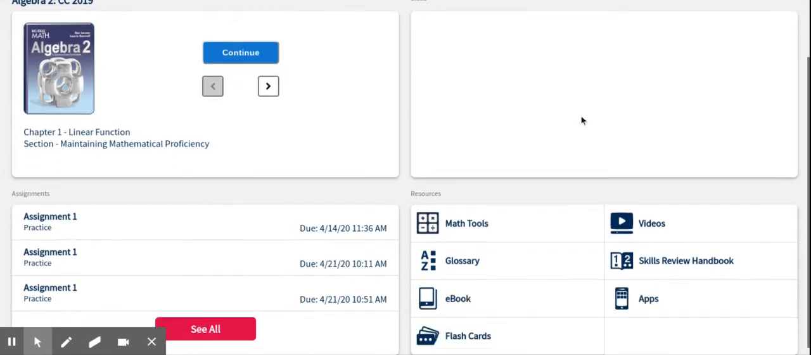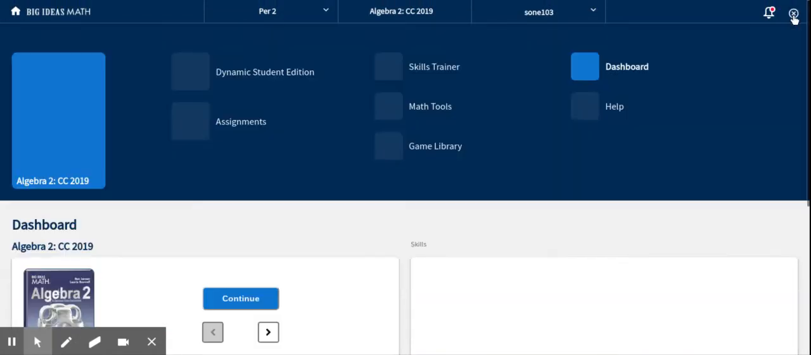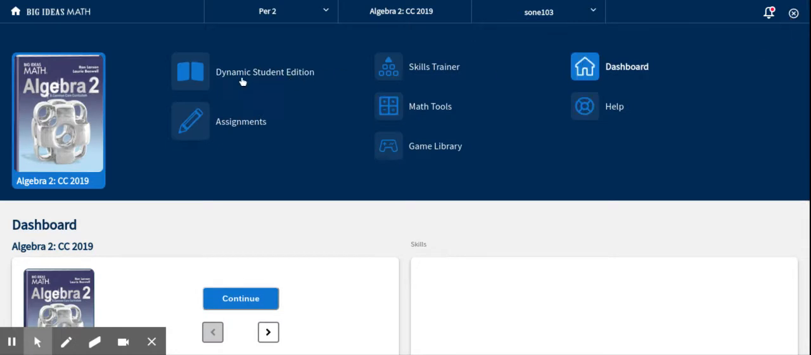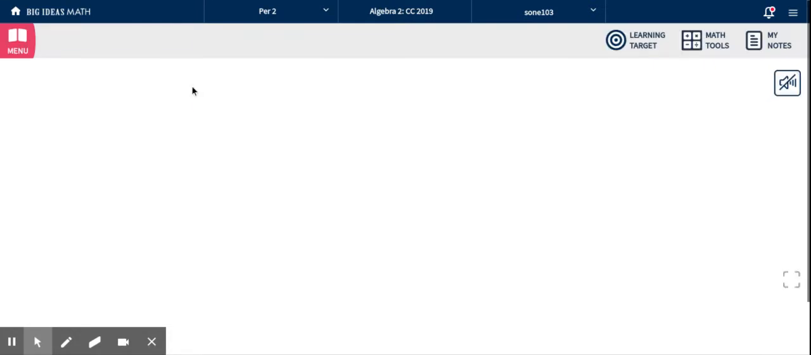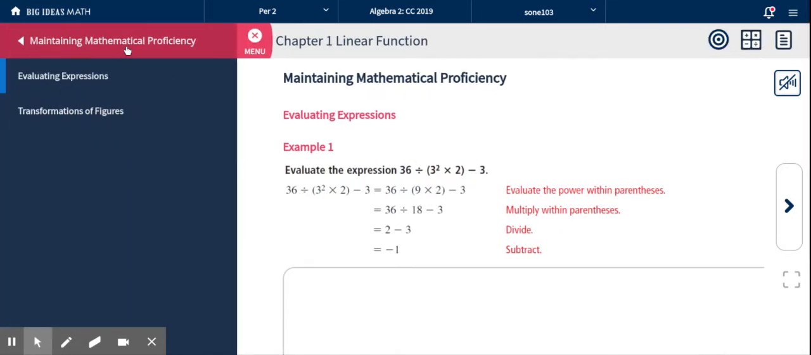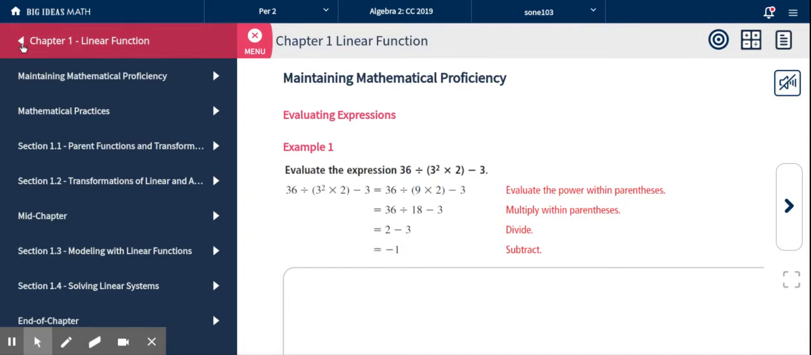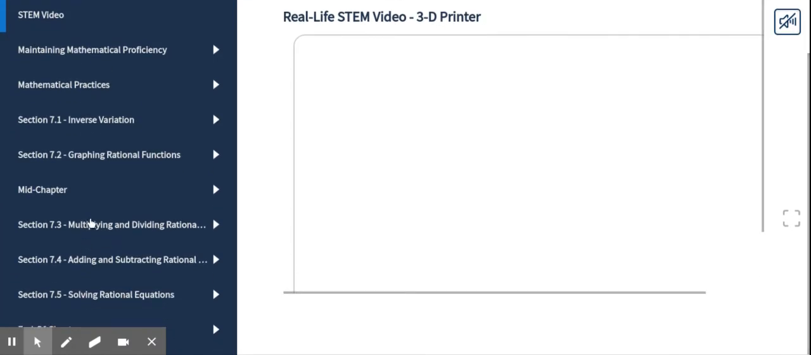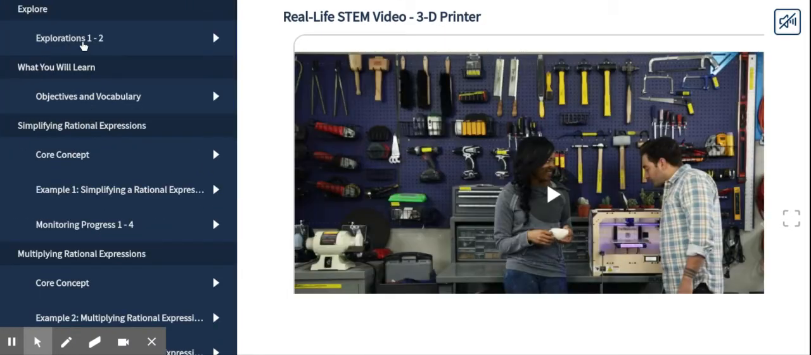So, this is your dashboard, I think. Yeah, we're in the dashboard. That's right. Okay. Dashboard is terrible. Go over to the triple line and go to the Dynamic Student Edition. Now we're in chapter 7. So this is a really dumb red menu, but if you click the back arrow, it takes you up to chapter 1, but then hit the back arrow that takes you out to all the chapters, and then go to chapter 7, and then go in to 7.3, multiplying, dividing, rational things, and you can do the exploration.